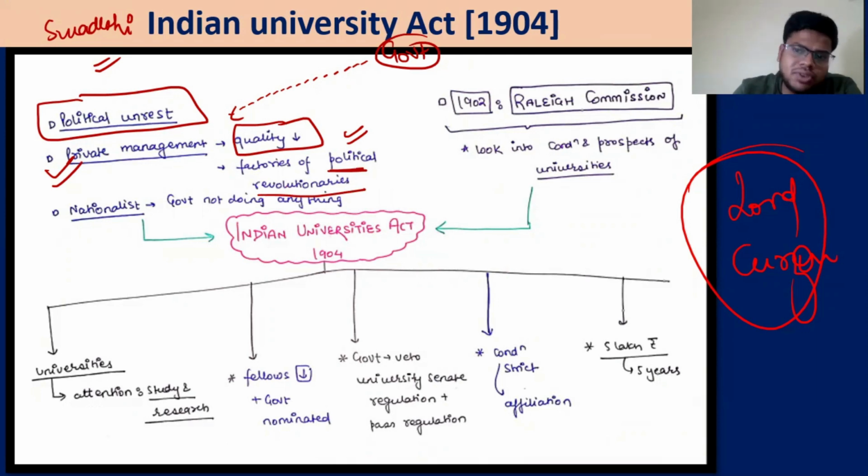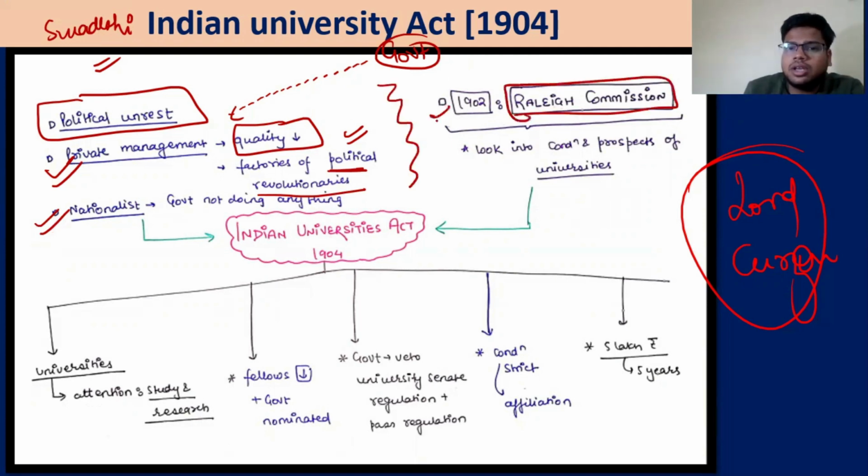So the government said that we need to put extra control on the universities. Nationalists on the other hand said that the government is not doing enough for removing illiteracy or anything. Hence a commission was set up, and this commission name is also important, that is the Raleigh Commission. In 1902 this commission was set up to look into the conditions and the prospects of the universities.